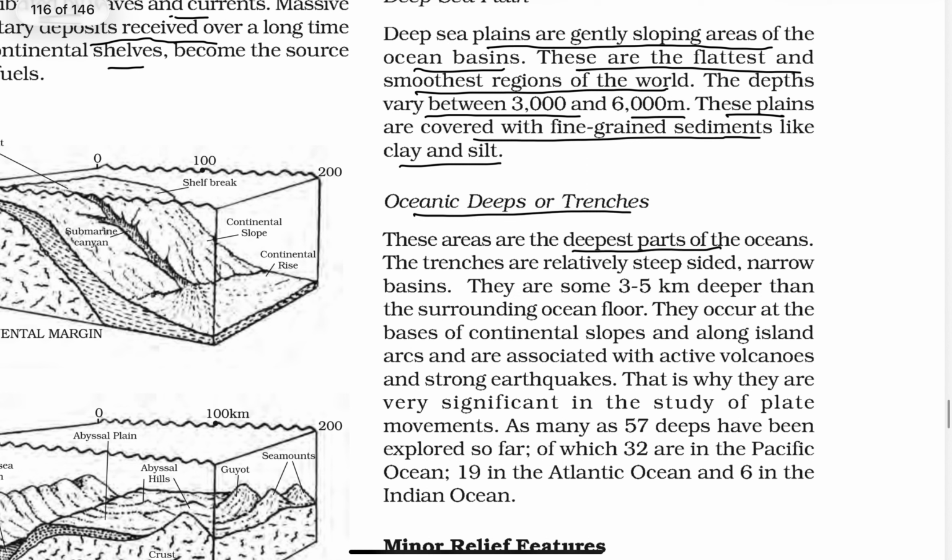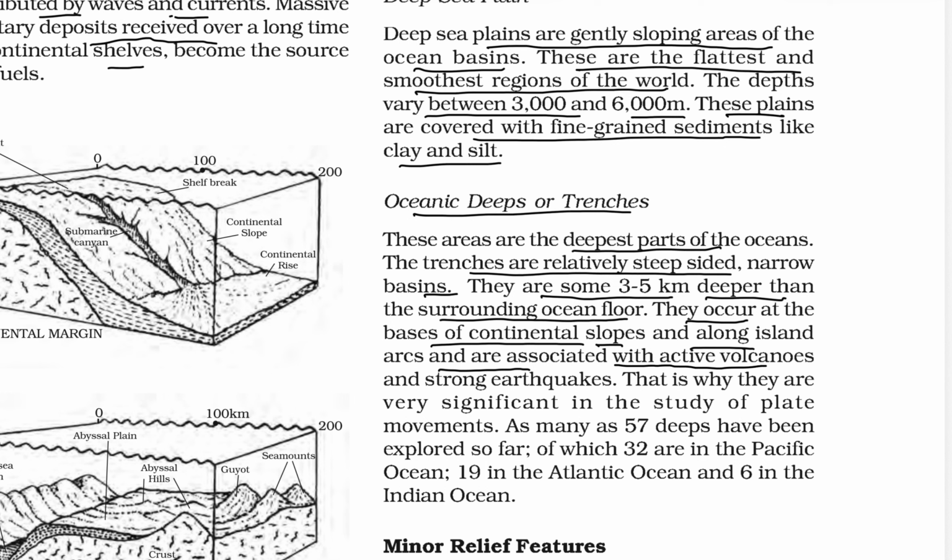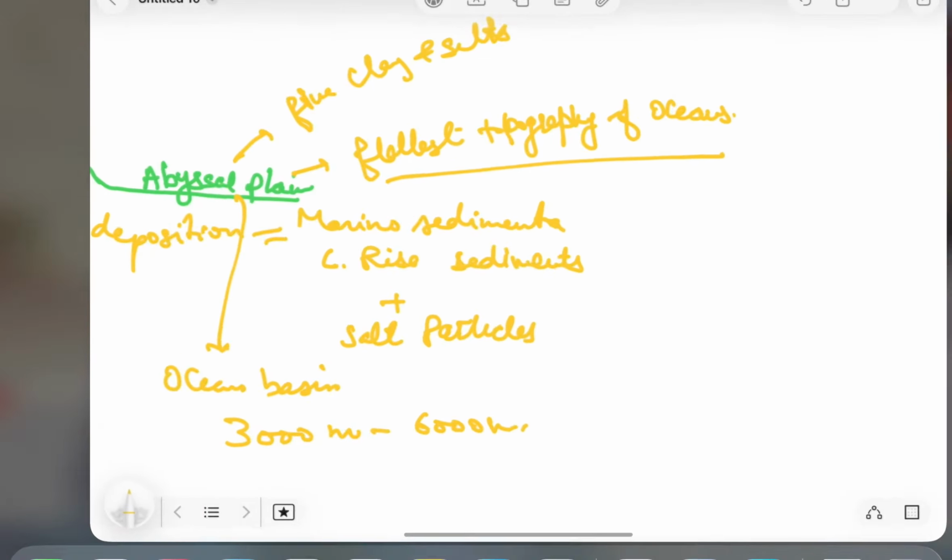Oceanic deeps, or the trenches. These areas are the deepest part of the ocean. The trenches are relatively steep-sided, narrow basins, 3 to 5 kilometers deeper than the surrounding ocean floor. They occur at the base of the continental slope and alongside island arcs, and are associated with active volcanoes and strong earthquakes. That is why they are very significant in the study of plate movement. 57 deeps have been explored so far, out of which 32 are in the Pacific Ocean, 19 in the Atlantic Ocean, and 6 in the Indian Ocean.